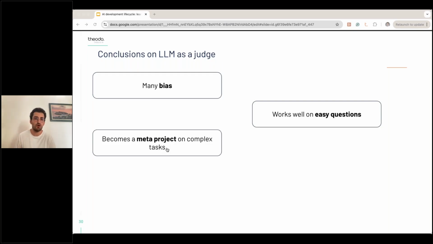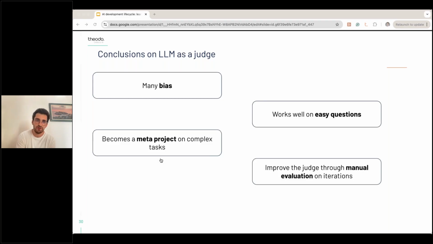However, it kind of becomes a meta project on complex tasks. On the summaries, where we had to put bullet points, what happens when you put more bullet points in your generated answer than in the predicted one, or when they overlap, etc.? It makes it very complicated. We had to evaluate the performance of this judge, so it kind of becomes a meta project, and it's kind of not worth it.